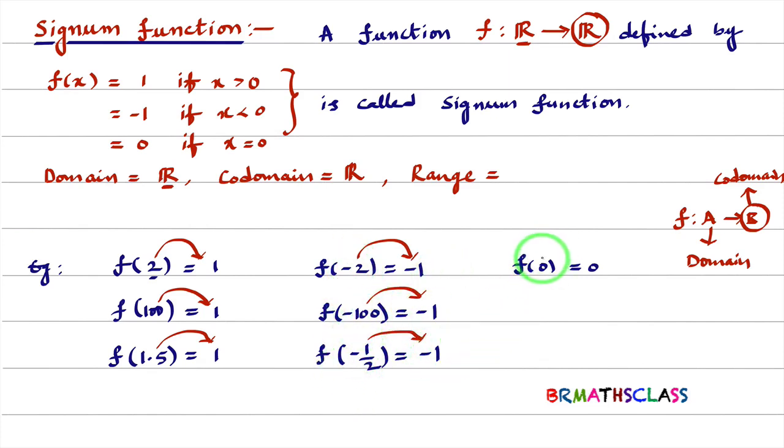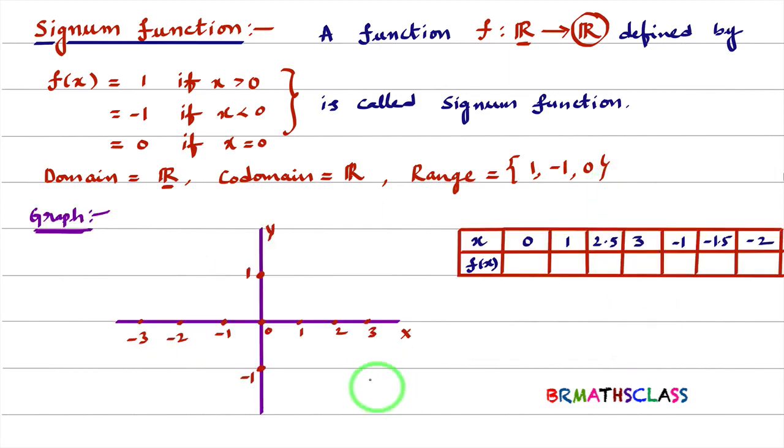When x is 0, what is image of 0 here? Image of 0 is 0. What is the definition of range? Set of all images. If you observe the images here, the images will be either 1 or -1 or 0. So, what is the range of the Signum function? 1, -1, 0. Now, we will learn how to draw the graph of Signum function.